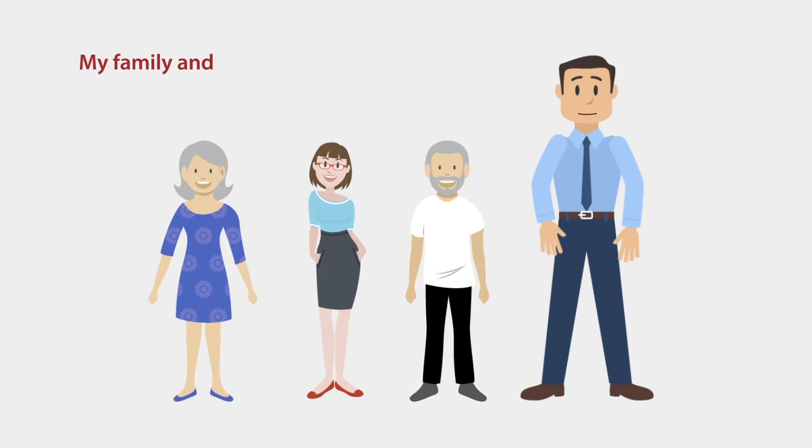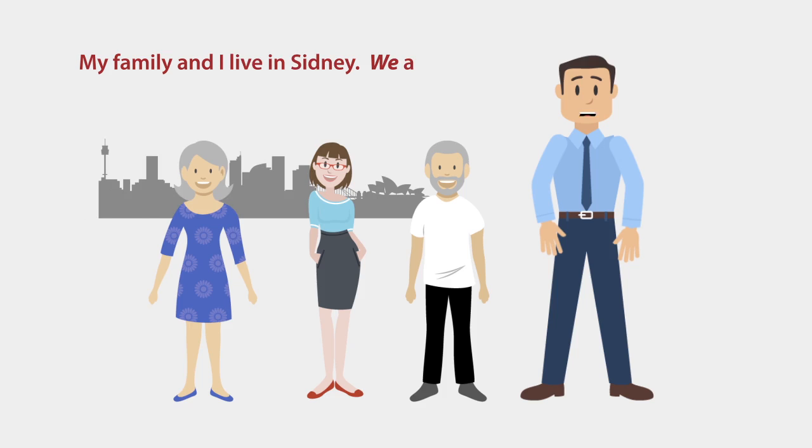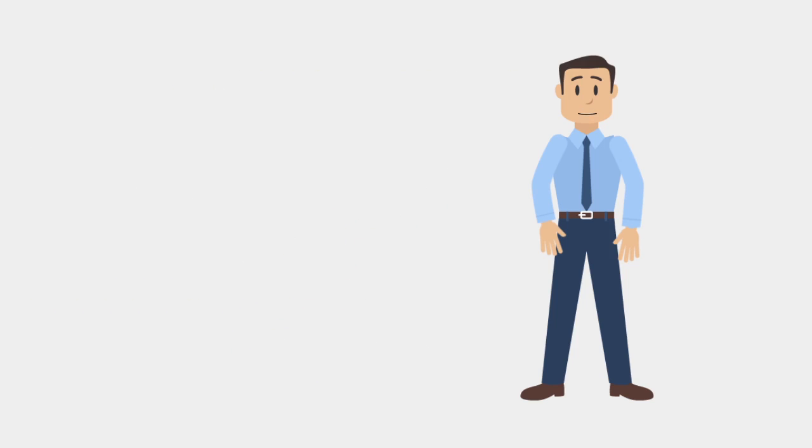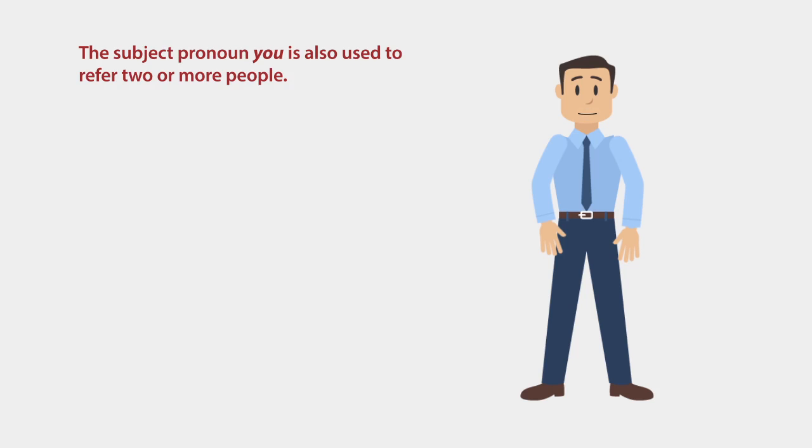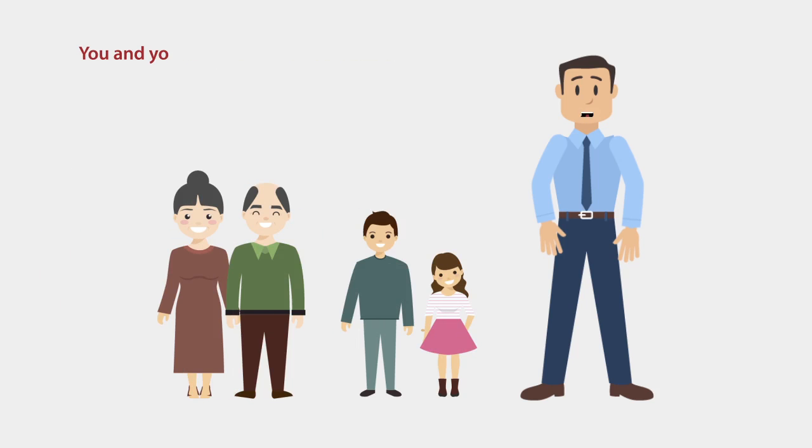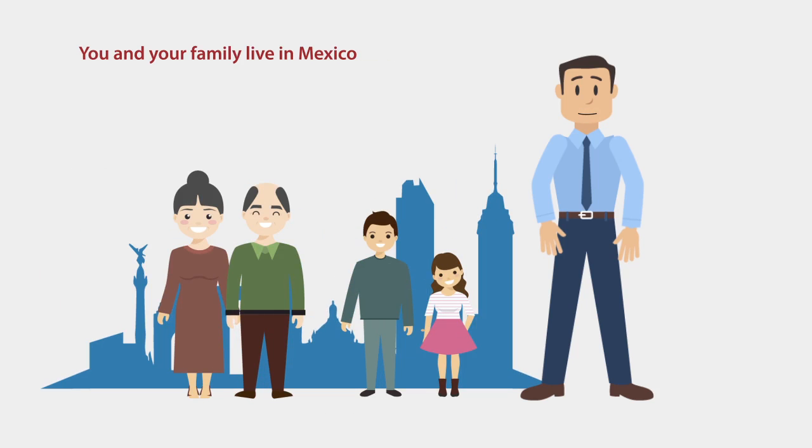My family and I live in Sydney. We are Australian. We, my family and I. The subject pronoun you is also used to refer to two or more people. You and your family live in Mexico City. You are Mexican. You and your family.